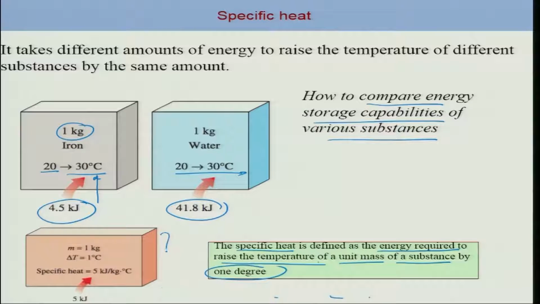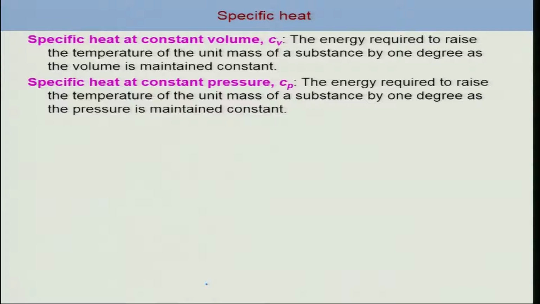Okay, so this is the illustration. For example, you have 1 kg of this particular substance. It requires, let's say, 5 kilojoules to raise 1 degree Celsius. Thus its specific heat is 5 kilojoules per kg degree Celsius. You can also write it in Kelvin, because delta T for Celsius is the same as delta T in Kelvin.